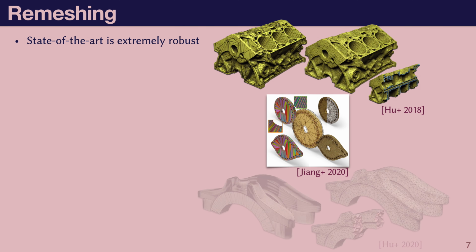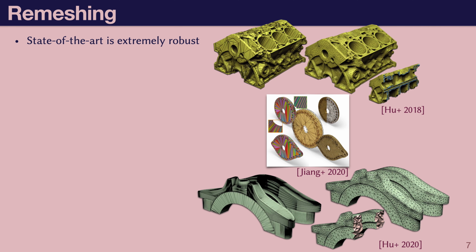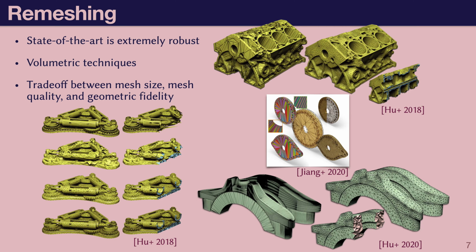Recently, there's been a lot of work on remeshing algorithms to generate high-quality meshes of poorly triangulated domains. The state of the art now can fix up some truly horrible meshes. However, these algorithms are volumetric in nature, rendering them at least an order of magnitude slower than traditional 2D meshing. And fundamentally, such approaches to remeshing need to make a trade-off between mesh size, mesh quality, and geometric fidelity.